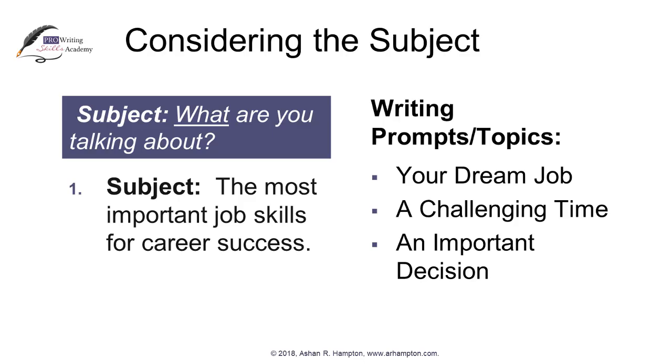When considering the subject, you're asking yourself, what are you talking about? What is the main idea of your writing? Here's an example for a possible subject: the most important job skills for career success. That sounds like something you can write an essay or an article about. Here are examples of other writing prompts or topics: your dream job, a challenging time in your life, an important decision. These are topics or writing prompts that you might see in a classroom assignment or on a standardized test. But subject means getting to the what you are talking about.